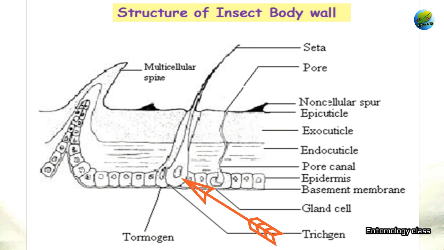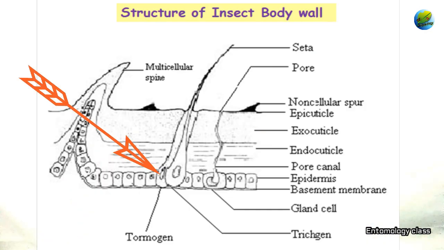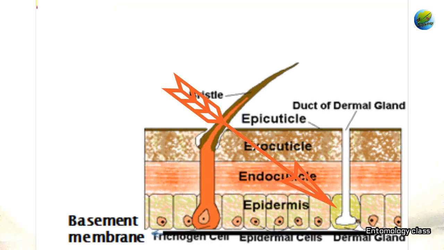So there are two kinds of cells. The trichogen cell produces the hair, which is otherwise known as a seta, and the cell forming or supporting the trichogen cell is called the tormogen cell. And the other glands, like the dermal glands, produce chemicals especially for communication with other insects. Some of the important components are also released through the pore canals, which are secreted by the dermal glands located in the epidermis.